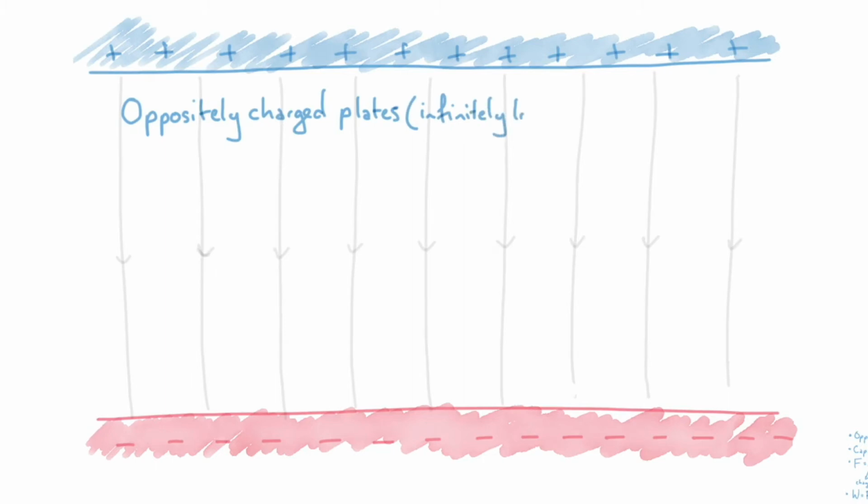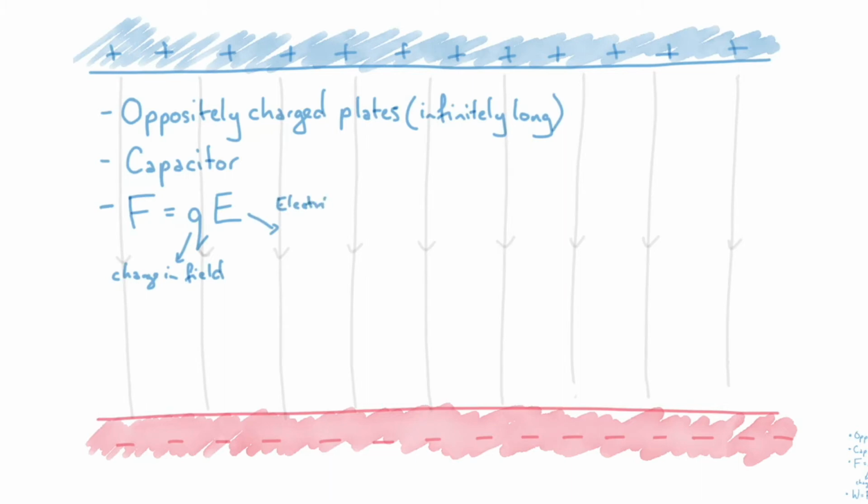Now, in theory, they should be infinitely long, as in the plates are infinitely wide. Towards the edge of those plates, if they were a real distance, it's not quite uniform. It's also known as a capacitor in electricity or electronics. And instead of the force being mass times gravitational field strength, in electrostatics it's the charge in the field times its electric field strength. So that's analogous to the gravity example there.